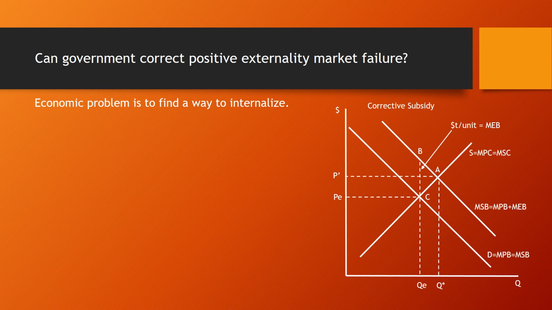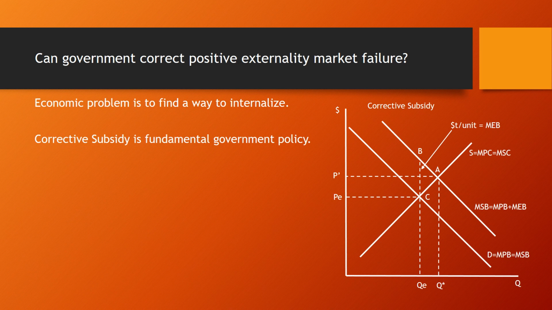Can government correct positive externality market failure? Just as we discussed with a negative externality, we want to look for a way government could cause the marginal external benefit to be internalized. In this case, the government could provide a corrective subsidy. Look again at the relevant externality model on the right. Government could offer an excise subsidy. The subsidy would be $T per unit.